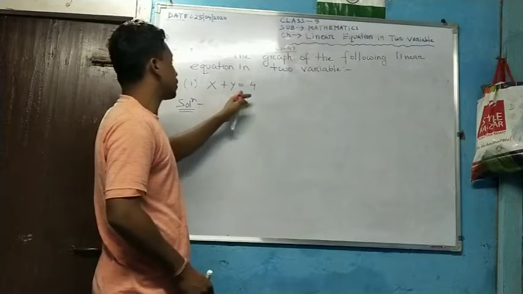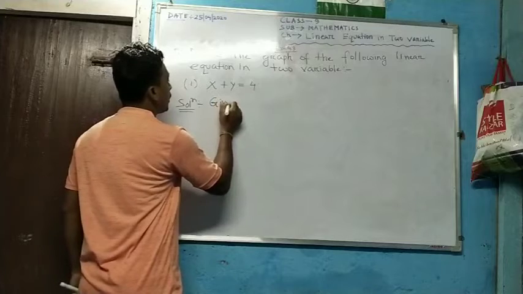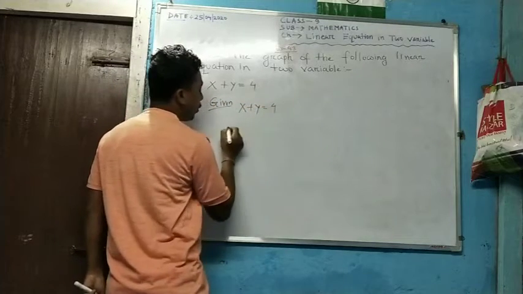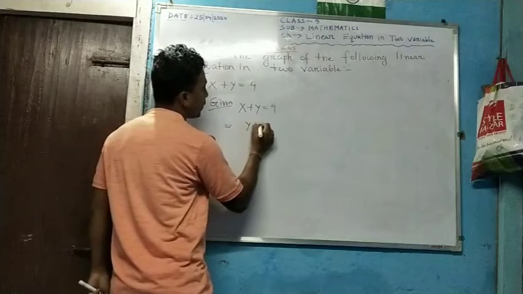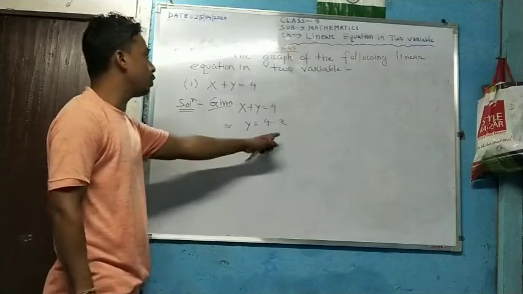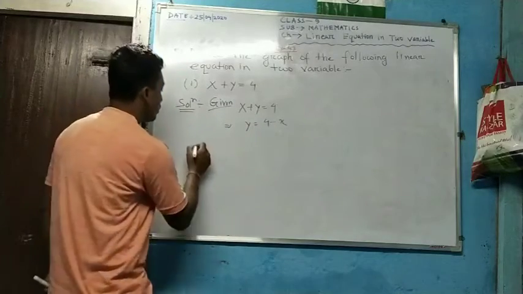First equation is x plus y equal to 4. So what is given? It is given that x plus y equal to 4, or we can write y equal to 4 minus x. Always keep one thing in mind: for every value of x there is a corresponding value for y.